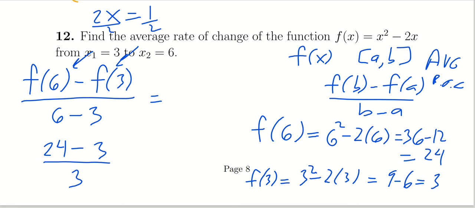So we go ahead and we plug that in. We're almost there. 24 minus 3 is 21. And then 21 divided by 3 would be 7. So the average rate of change of this function between 3 and 6 is equal to 7.